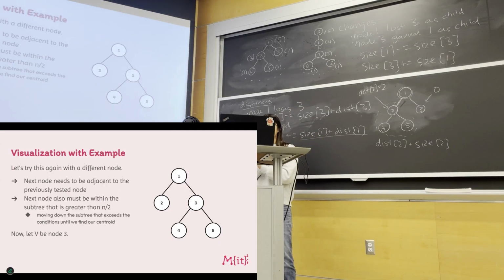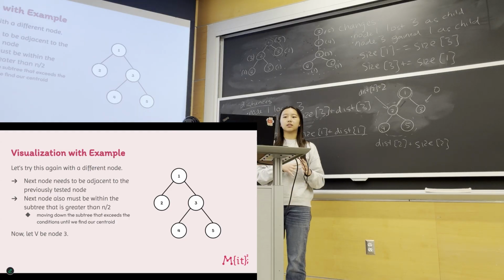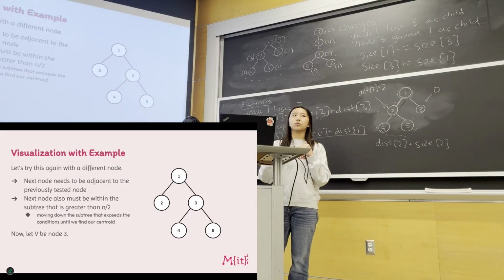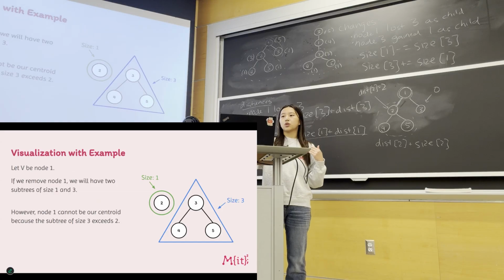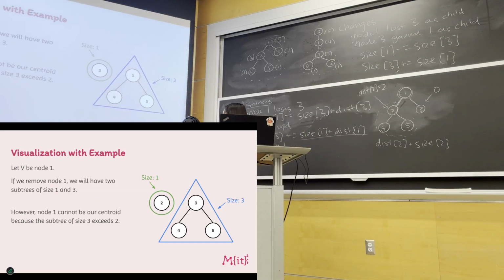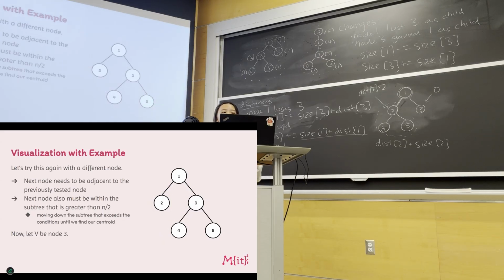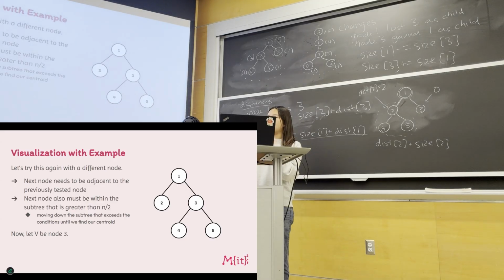But the node needs to follow two conditions. The next node needs to be adjacent to the previously tested node, but the next node also must be within the subtree that is greater than n half. So if we look back at this subtree, this is the one that exceeds the violation. So we have to find a next node that is adjacent to the previous node and is in this subtree. So our next node has to be node 3.